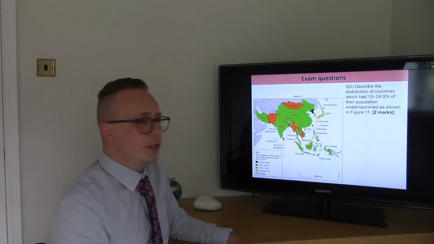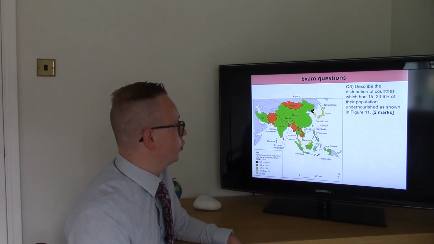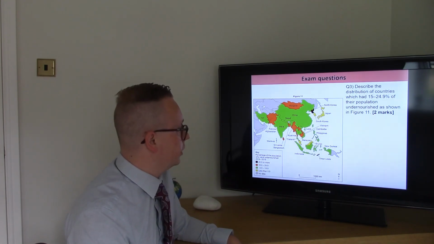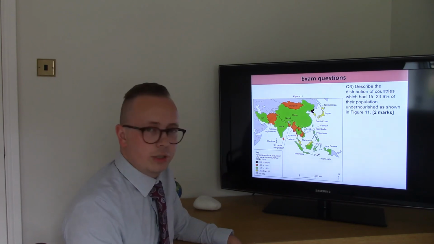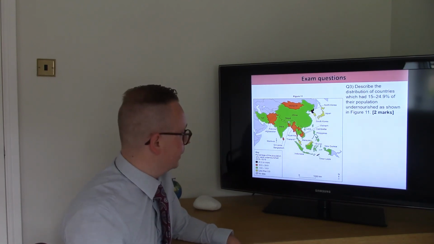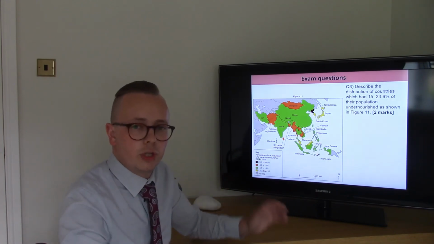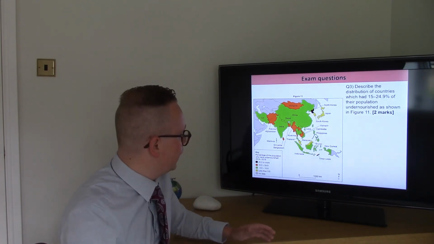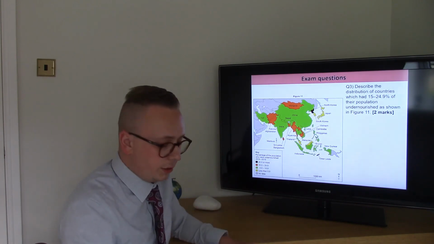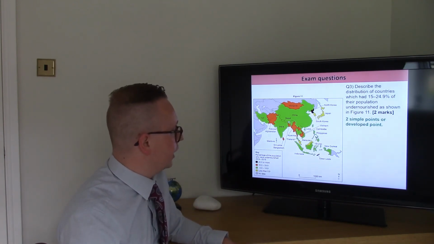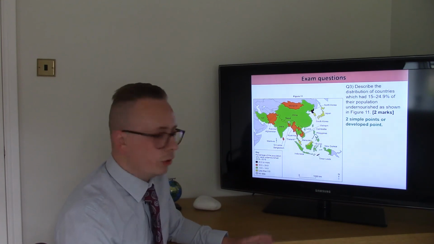And then lastly, we've been asked to describe the distribution of the countries which had 15 to 24.9% of their population undernourished, as shown in figure 11. So we want to describe some overall trends and patterns here. Now, I'll be honest, there's not a lot that really jumps out in terms of general trends, but we need to be able to start picking out some smaller patterns in the data. So we're after 2 simple points, or perhaps 1 developed point here.